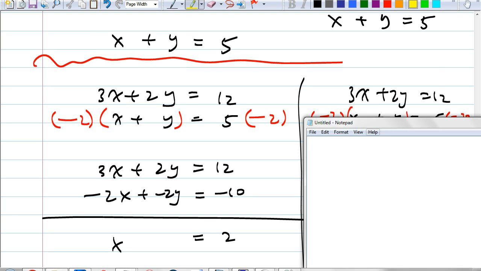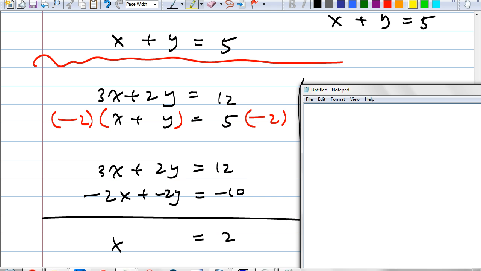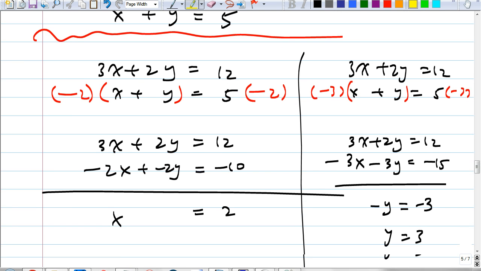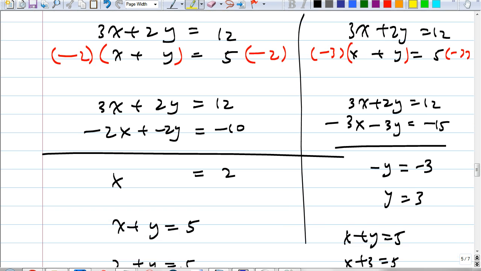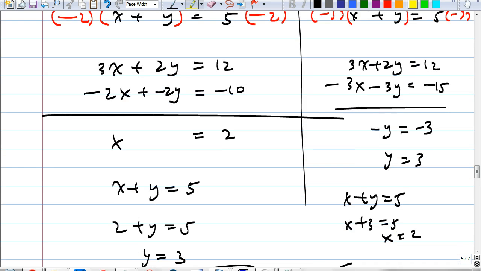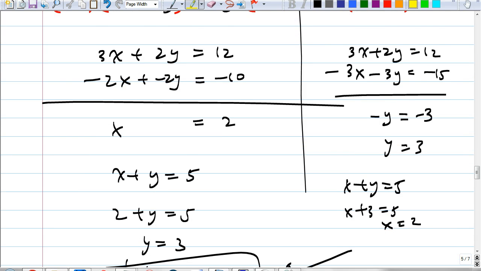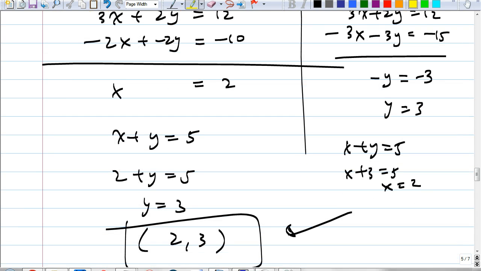Okay, good. And how do we find the y? We simply plug it in. So when you do, I choose, obviously, the easier equation, right? x plus y equals 5, so y is 3. How many people got y equals 3 there?